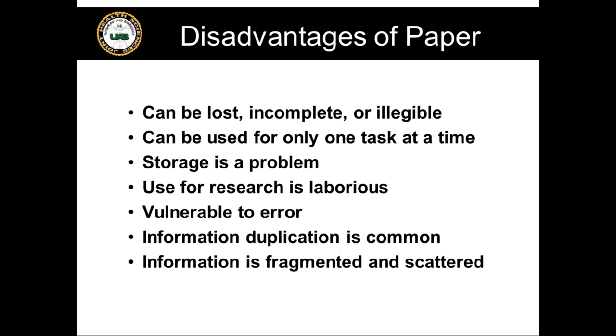It's shareable. When it's on paper, it's not easily shareable, you can't send it to a collaborator. True. It can be lost, incomplete, or illegible. Can't read it. One task at a time storage, right? Exponential. Vulnerable to error, well, everything is, right?